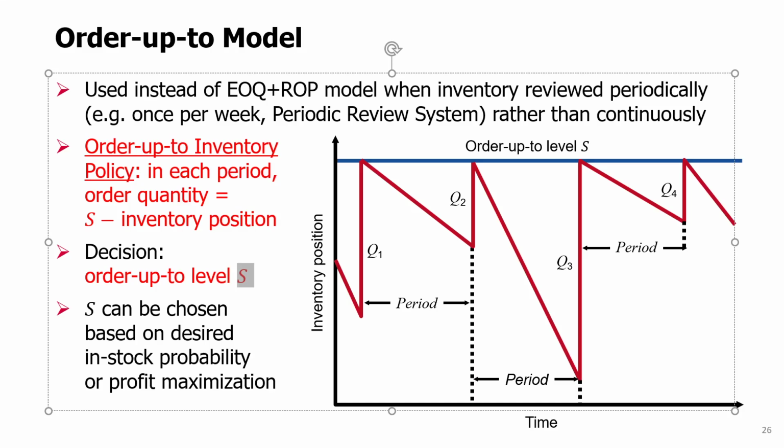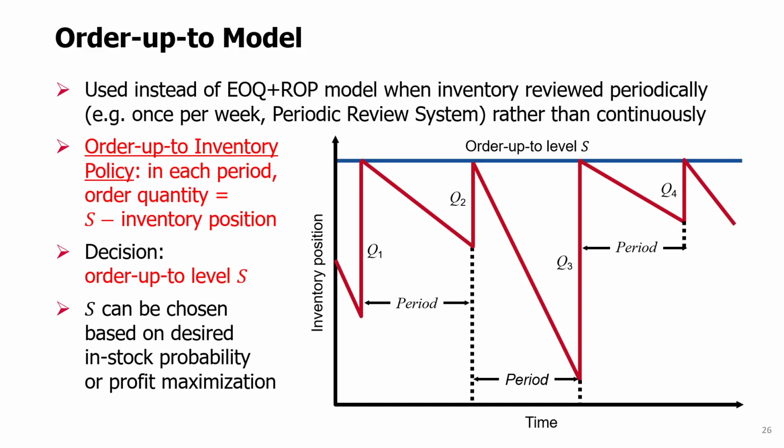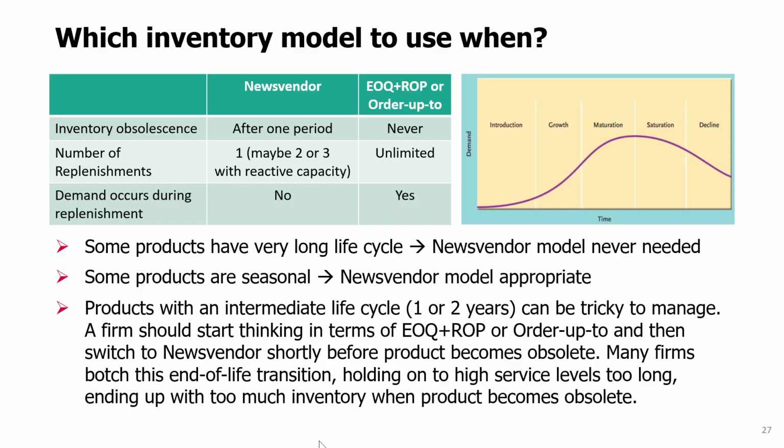However, this is another model that is also used for products with long shelf life, which can be carried over from one cycle to the next, but the settings under which we operate are different in the sense that rather than having a continuous review system, we have a periodic review system. So given these models, the question arises: when to use which inventory model?